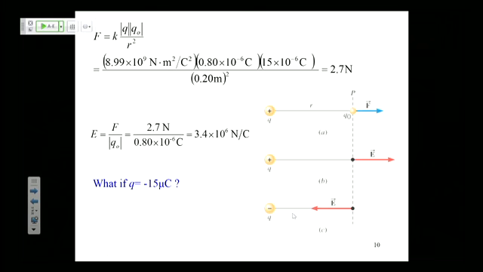So any electric field will require either a source or a sink. If the charge that generates the field is positive, then it is a source. The field lines will be going out from the charge. If the charge is negative, then field lines will be going into the charge, and the charge will serve as a sink to the electric field.